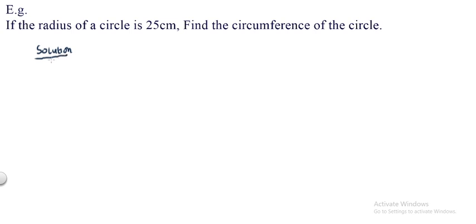The next thing is to read out your question and interpret the question. In this case, you are told that if the radius of a circle is 25 centimeters, find the circumference of the circle. Next up, you write out what you are given in the question. So givens, we are given our radius to be 25 centimeters, and then we are told to find circumference, C, or perimeter of the circle.